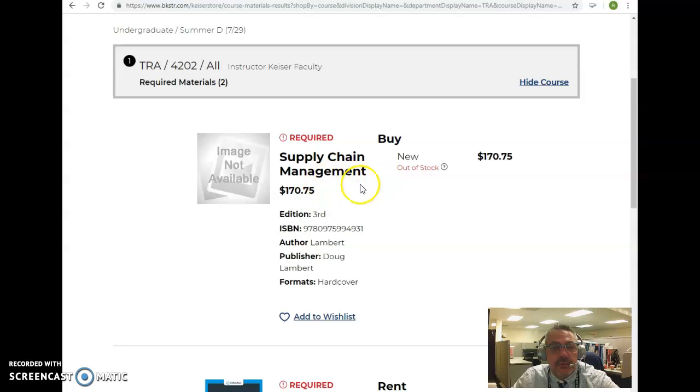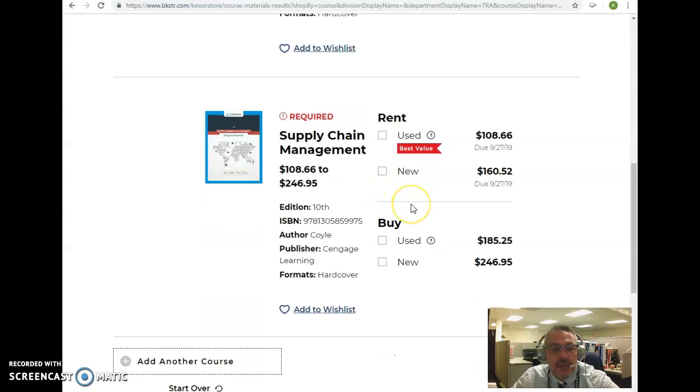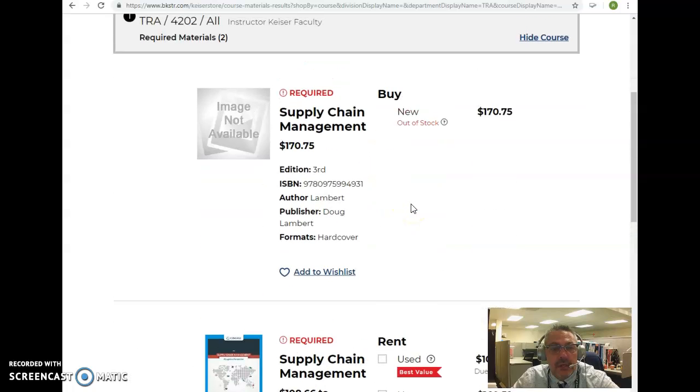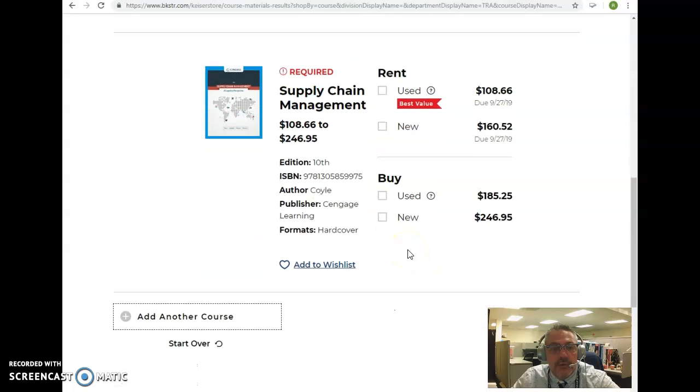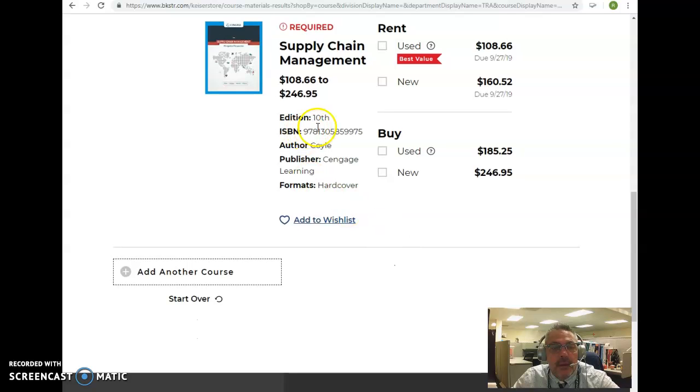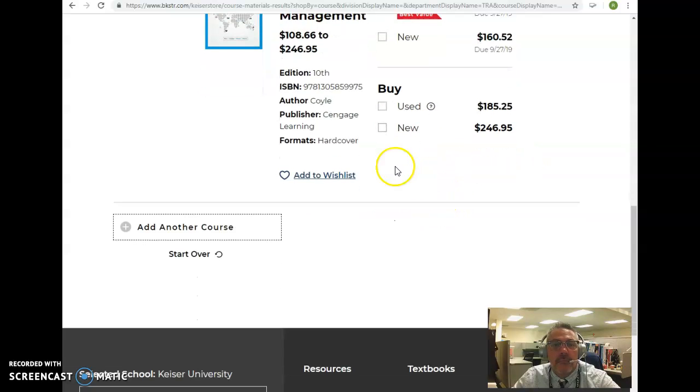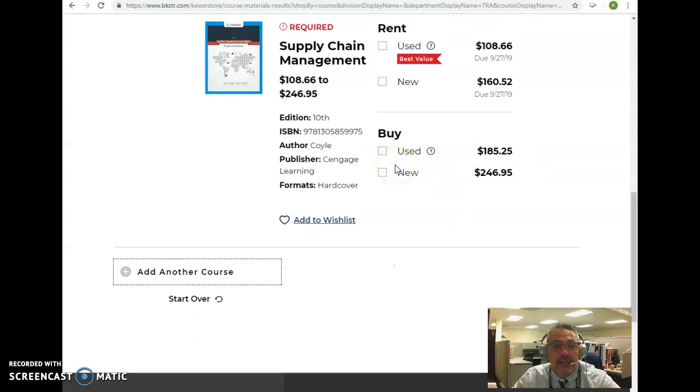So I'm not sure what this one is. I have not been using 2 books for that course. I've only been using the 1. So you only need the Supply Chain Management 10th edition. And it looks like that is in stock.